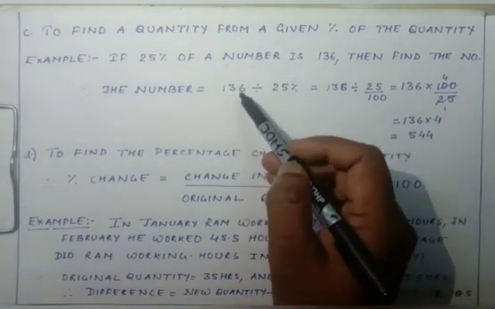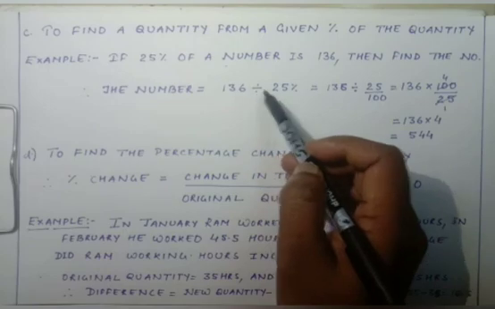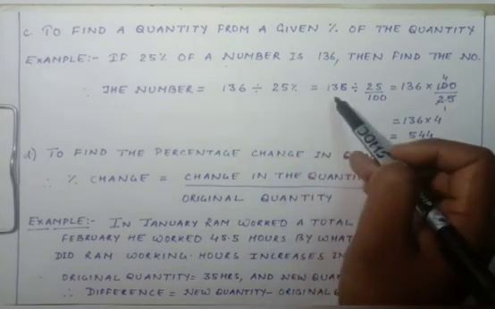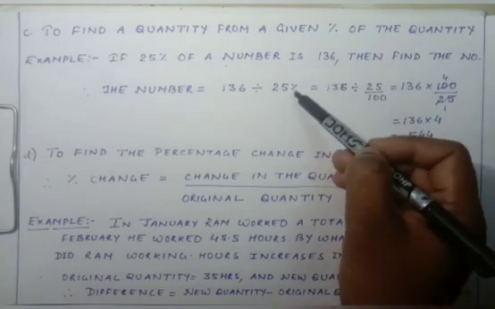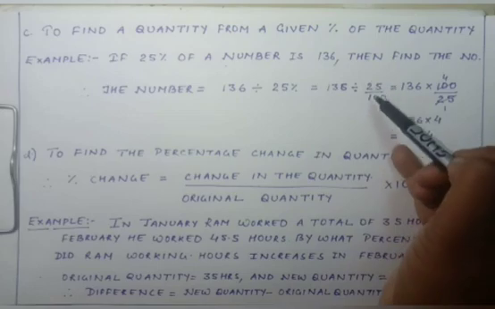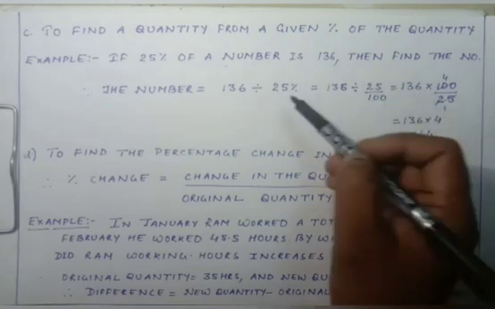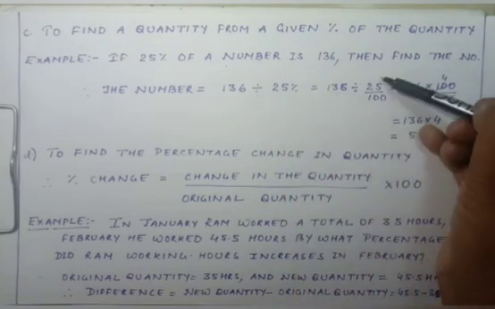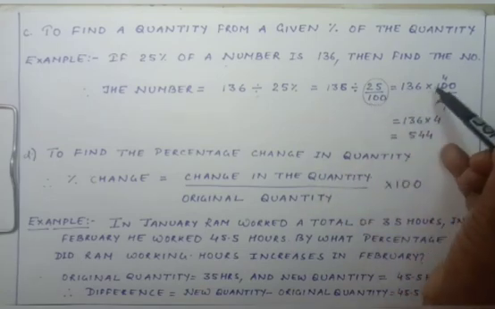Whatever number is coming, that is 136, I am going to divide it by 25%. So it can be written as 136 divided by 25 upon 100. If I am going to remove the percent sign, it will be 25 upon 100 is equal to 136. When I change this division sign into a multiplication sign, the number will be reciprocal. So it will be 136 into 100 upon 25.